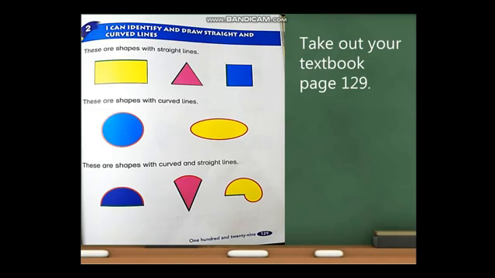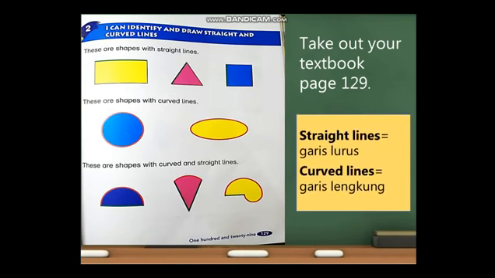These are shapes with curved and straight lines. They have red lines and green lines. So it means the shapes have curved and straight lines. Straight lines means garis lurus, and then curved lines means garis lengkung.